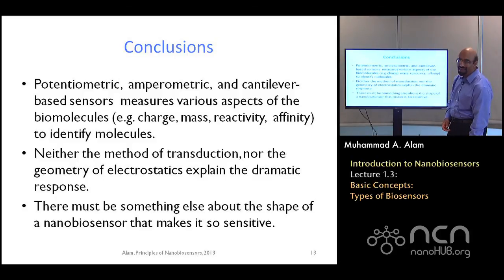There is something else, and that something else, as I mentioned, is biomimetic. In fact, that gives you this extraordinary sensitivity gain. But you'll have to wait till next lecture in order to get started on that story.